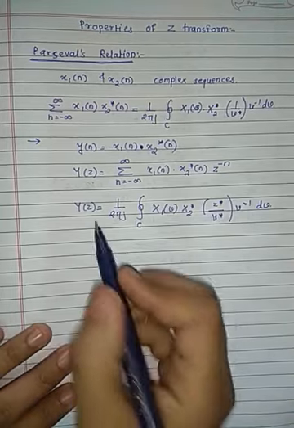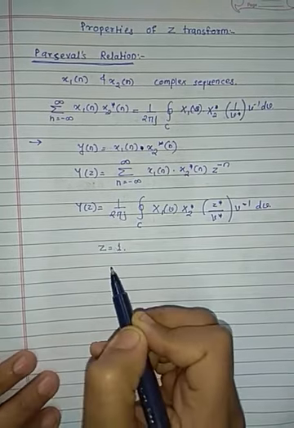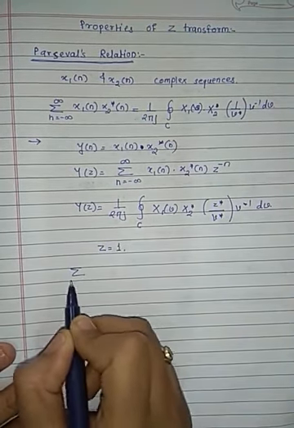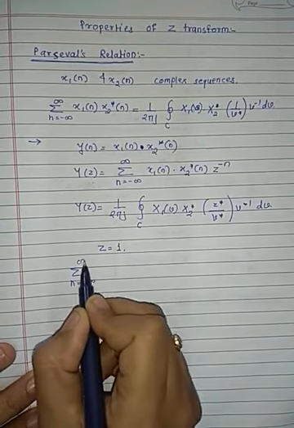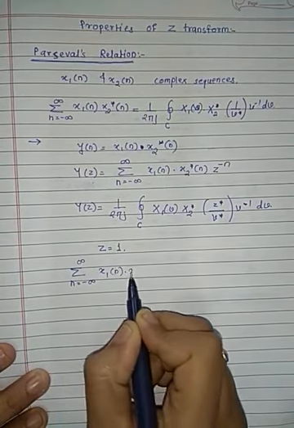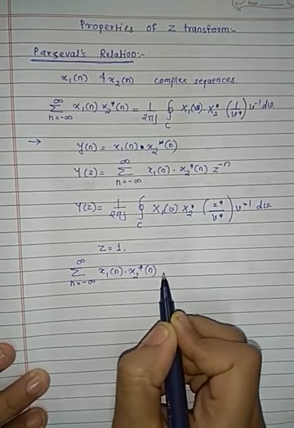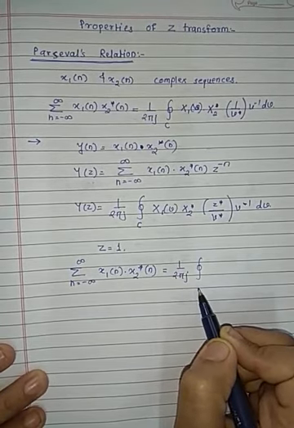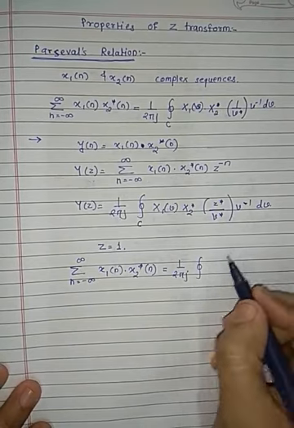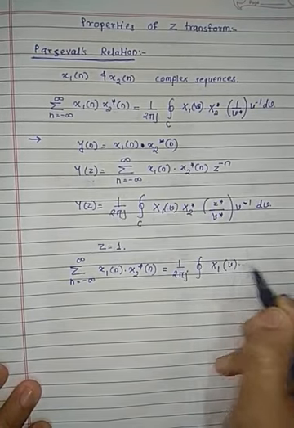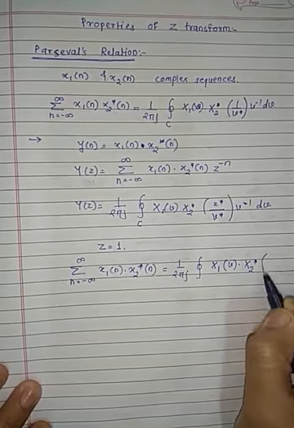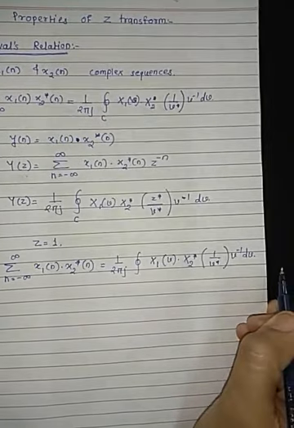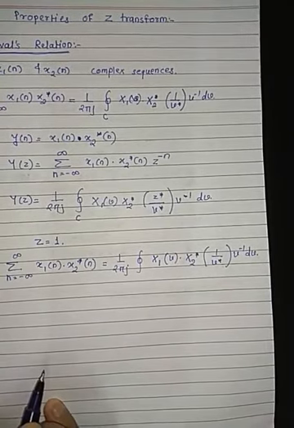Okay, now here for z is equivalent to 1. Okay, replace the value of z is equal to 1. What we have? Summation from n is equal to minus infinity to plus infinity x1 of n into x2 complex conjugate of n is equal to 1 upon 2 pi j, the contour over the integral C, x1 of v into x2 complex conjugate of 1 upon v complex conjugate multiplied by v inverse dv. Okay, so this is our equation.